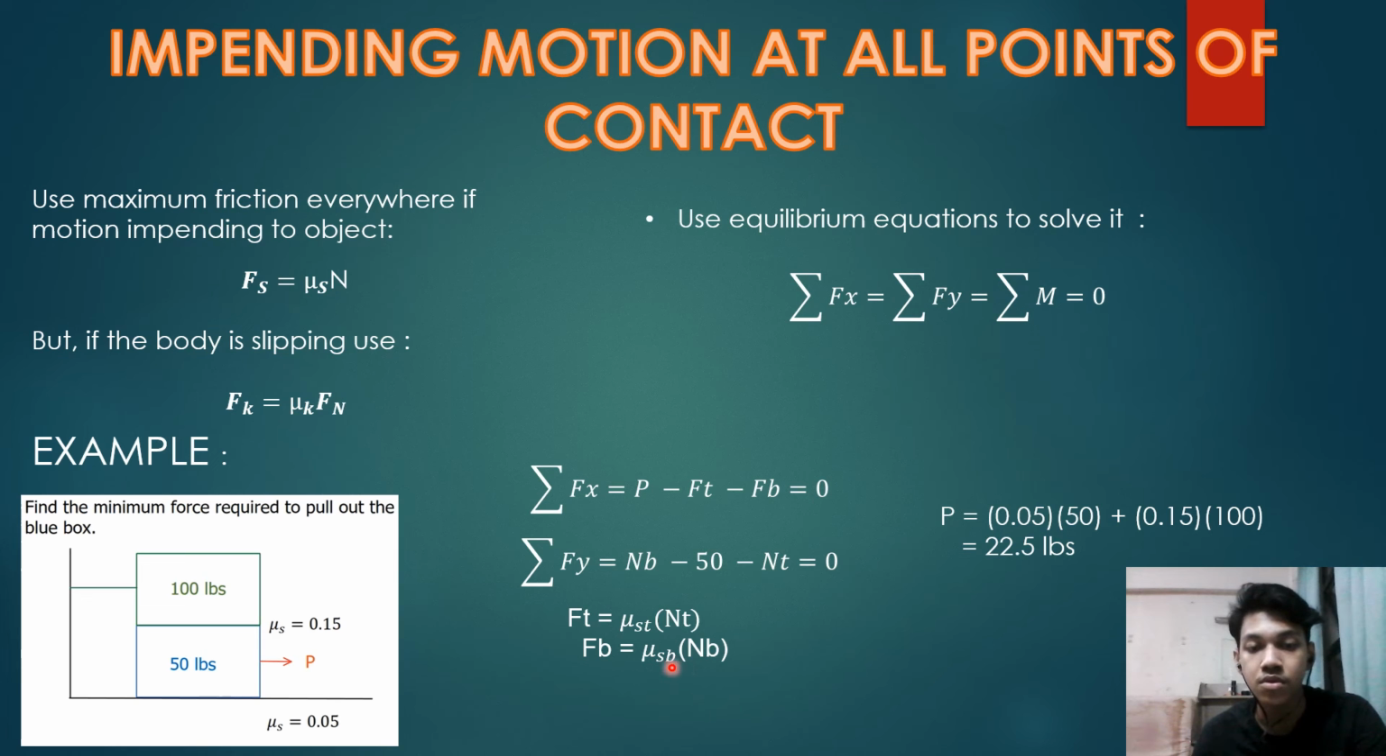When we substitute into this formula, we will get P is equal to 0.05 times 50 plus 0.15 times 100. So we will get the answer: the minimum force is 22.5 pounds.